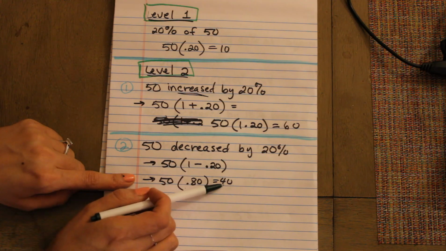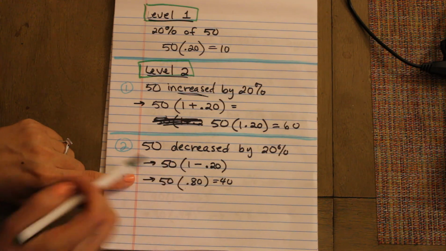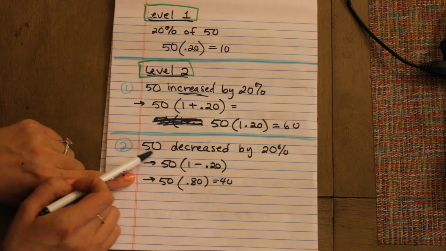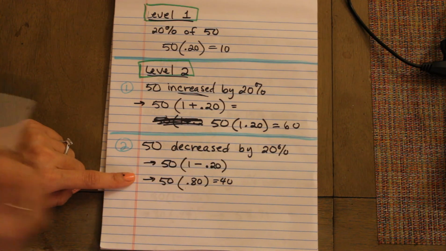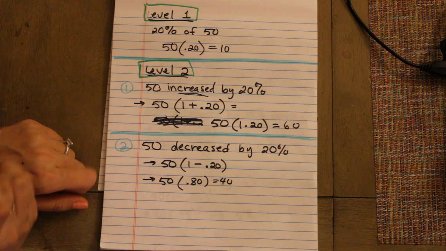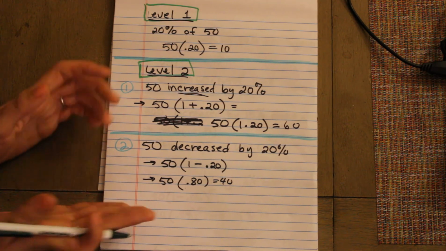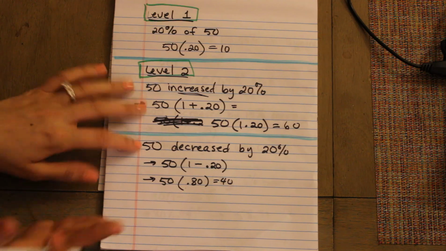So the answer makes sense because we decreased by a certain amount. So just pay attention to whether your answer makes sense based on what the story or the instructions tell you. For decreasing, your number should be going down. If you see that it's going up, something went wrong, right? And you're going to go back and double check. So that's level 2.